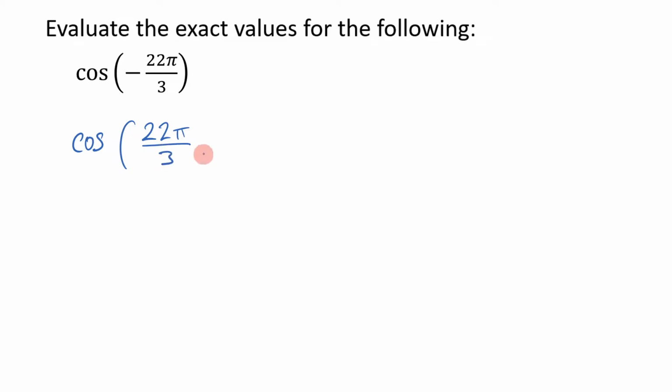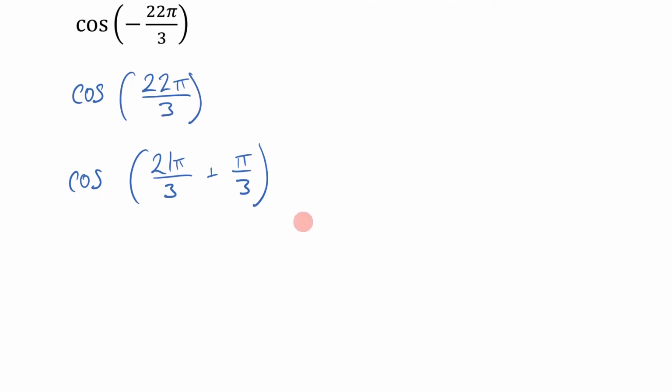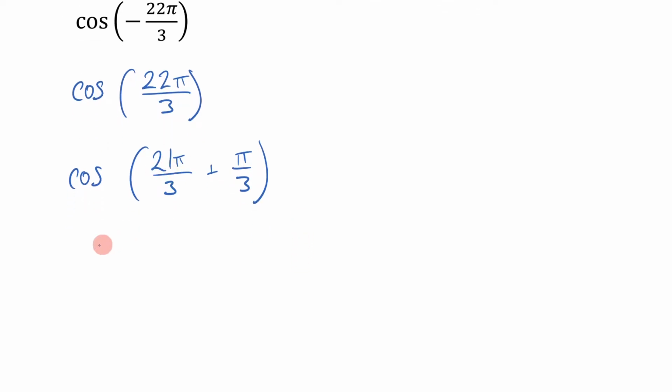Then the next thing I want to do is break up this angle. I'm going to break it up into 21 pi on 7 plus, oh, sorry, 21 pi on 3 plus pi on 3. So that's the same as 22 pi on 3 once you add those together. Now, what's 21 pi on 3? That is 7 pi.